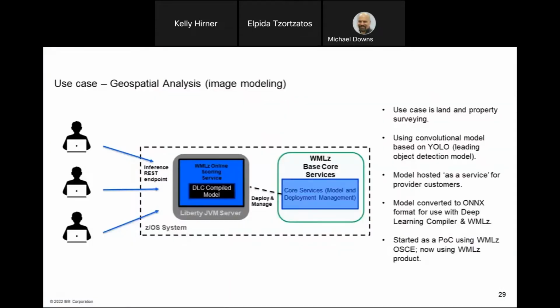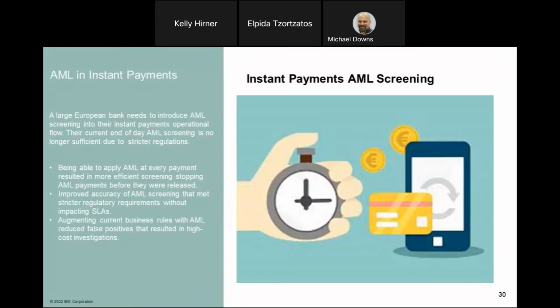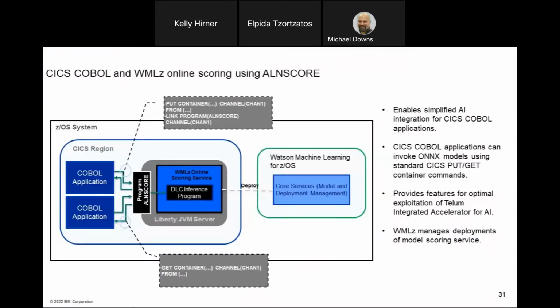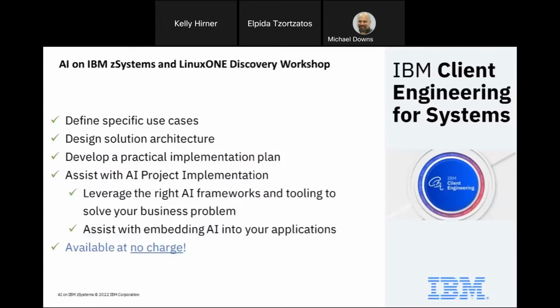I want to go over one more use case if we have the time here. And this is the example of anti-money laundering. In this case, for this client, it was a COBOL application that you can see here. Not only do you have a REST API option of invoking an AI model with Watson Machine Learning for z/OS, but you can directly call it from a CICS COBOL application environment through linking, right? Doing a CICS EXEC LINK command and directly calling a program that will invoke the inference model and give you the predictions back.